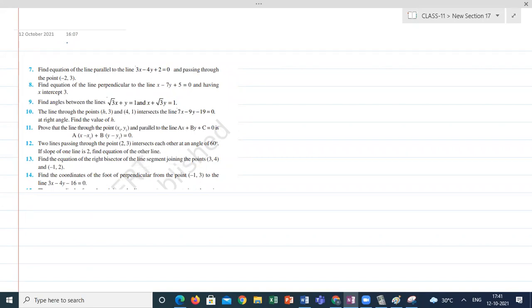Anyone done? Two lines passing through the point 2, 3 intersect each other at an angle of 60 degrees. If the slope of one line is 2, then find the other line. That is a little bit of an interesting question. There are two lines, the angle is 60 degrees and the point of intersection is 2, 3. This is M1 and this is M2. Find the equation of the other line.